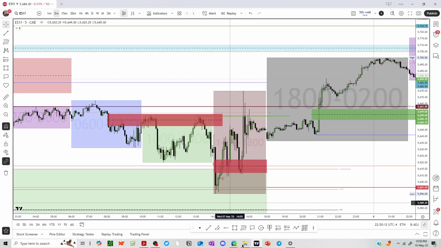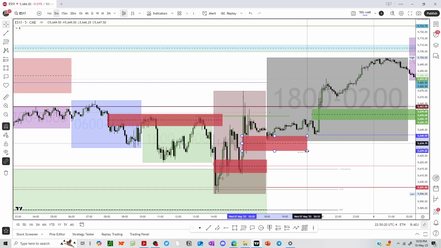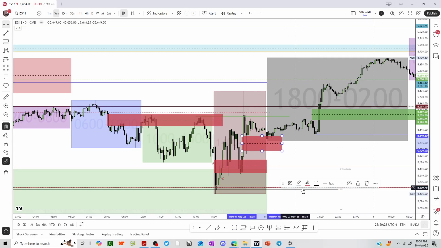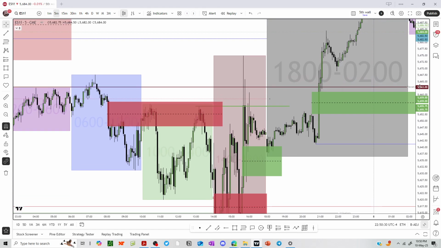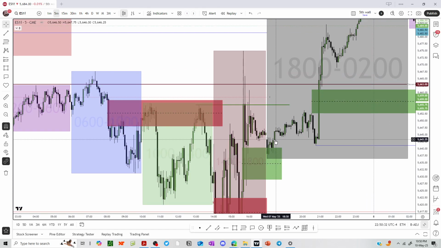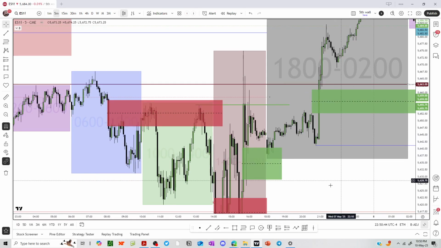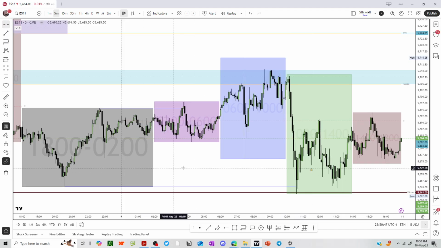Long, pull back into this bullish fair value gap, and they push higher, because then you have another push off of that, and then this gap, this new day opening gap, or this fair value gap. So yeah, all of that's tradable.